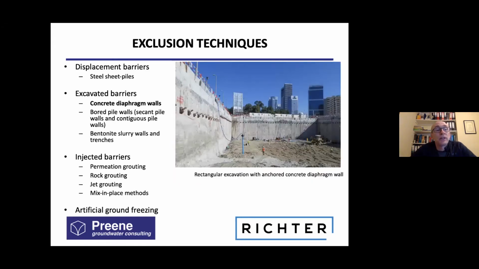Another form of exclusion techniques are the excavated barriers. This is where we excavate typically a narrow trench, remove the natural material and replace it with something of lower permeability, thereby creating the barrier.